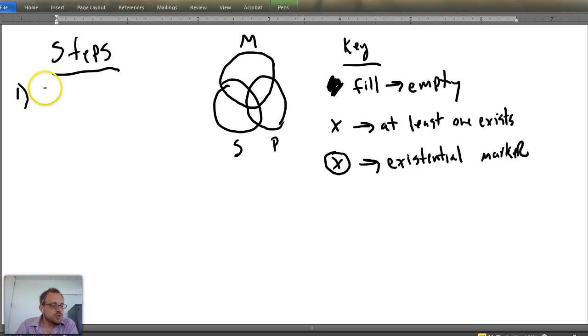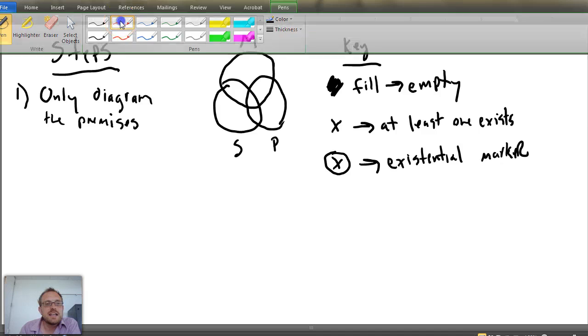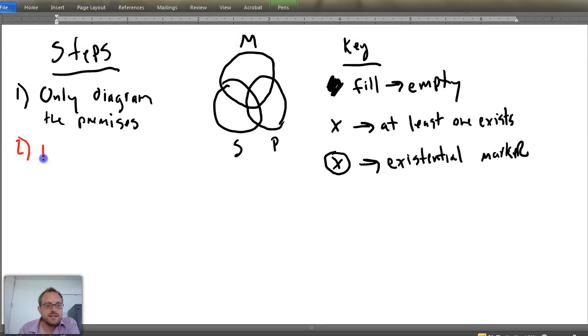Well, the first thing to remember is that we only diagram the premises. Only diagram the premises. In fact, I'll put it in red here. Never diagram the conclusion. You never diagram the conclusion. Because if you do, then you'll get it wrong.